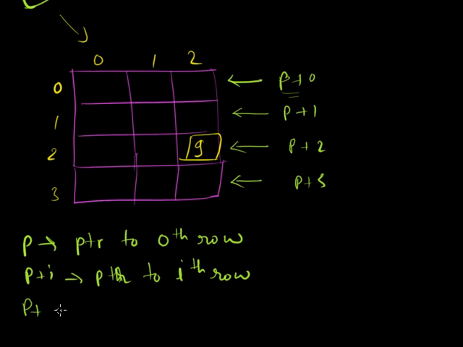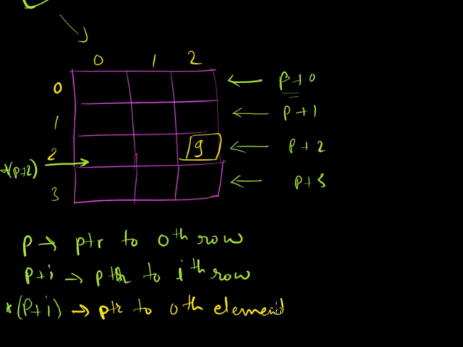So p plus i's value, if we get its value, we will move our pointer to the first element of that particular row. So this is value at p plus 2. Right. Now what we got is a pointer to the 0th element of the ith row.